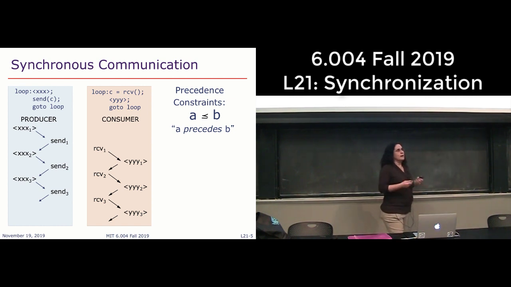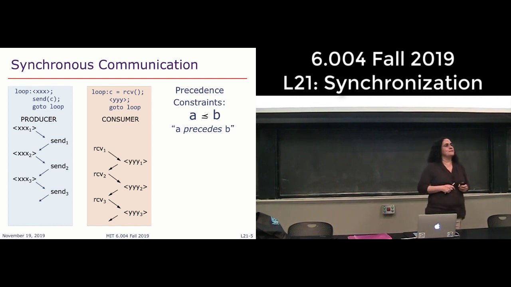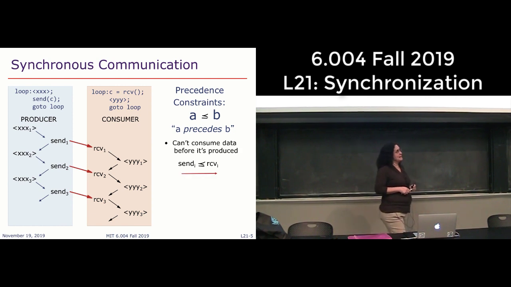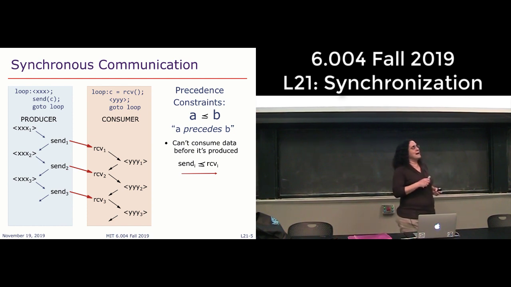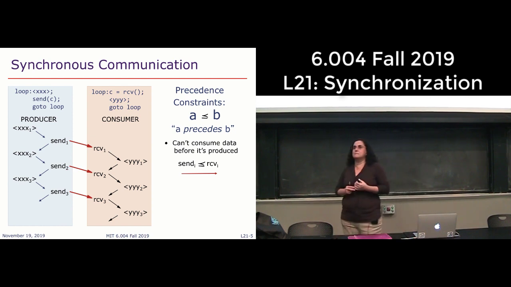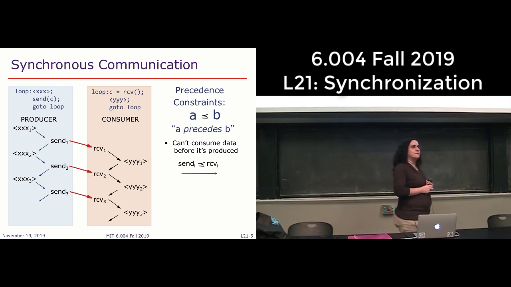Okay? So what kind of precedence constraints do we have in this example? What must precede what? Yep. The send has to be before the receive. Exactly. Okay, so I need to have a way of expressing that send of I must happen before receive of I. Are there any other precedence constraints that I need to be concerned about here? Can anyone think of any?